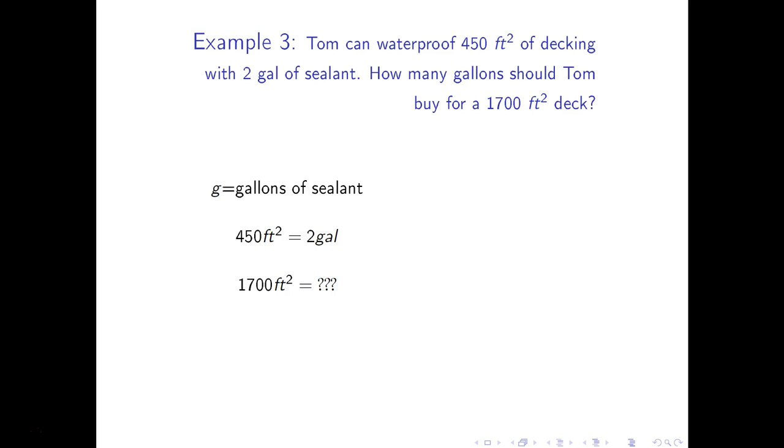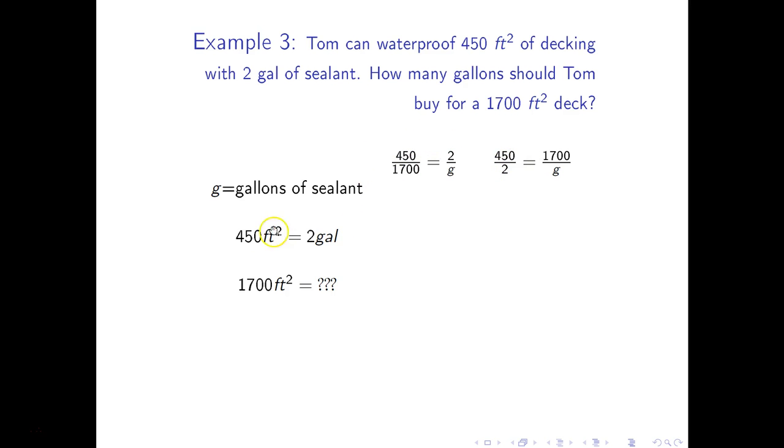Specifically, it would be equal to G. So using that, notice I can just literally draw a line underneath them and go 450 over 1700, except square feet over square feet and gallons over gallons. So I can just write this right here in that manner.